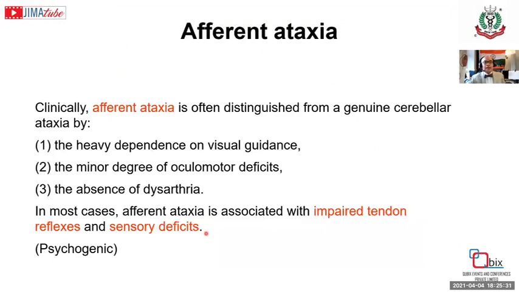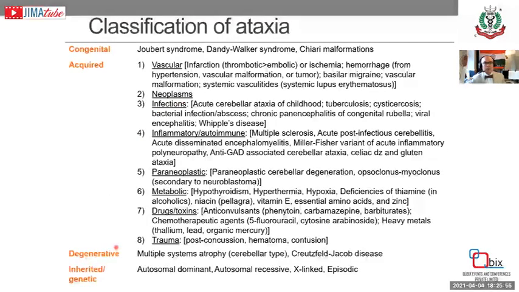So in clinics, how do we differentiate afferent ataxia from a genuine cerebellar ataxia? We've seen the role of vision. If the person closes the eyes, the ataxia is increased. In cerebellar ataxia there is some element of eye movement abnormality, and there is dysarthria. Whereas if it's mainly an afferent ataxia, there will be lots of sensory deficits and absent reflexes. Don't forget psychogenic ataxia to be distinguished.